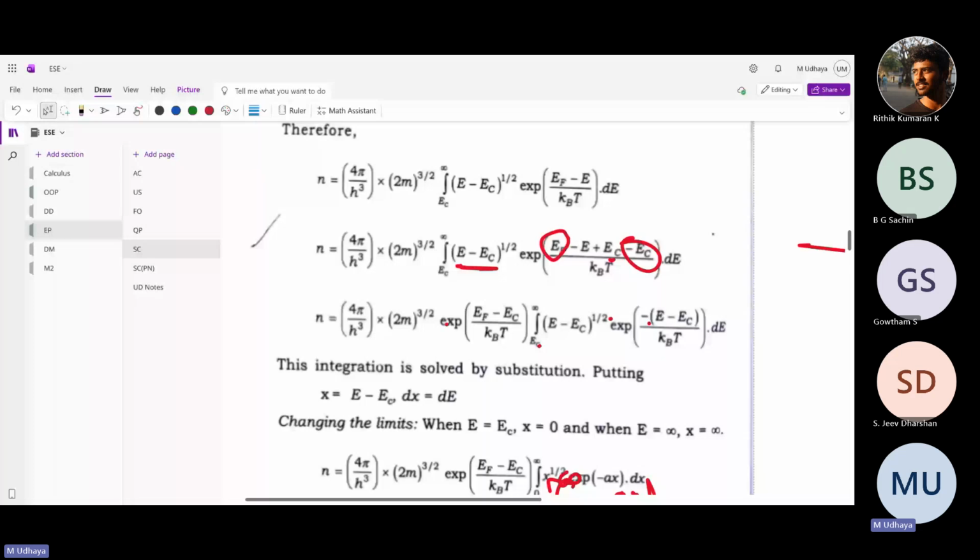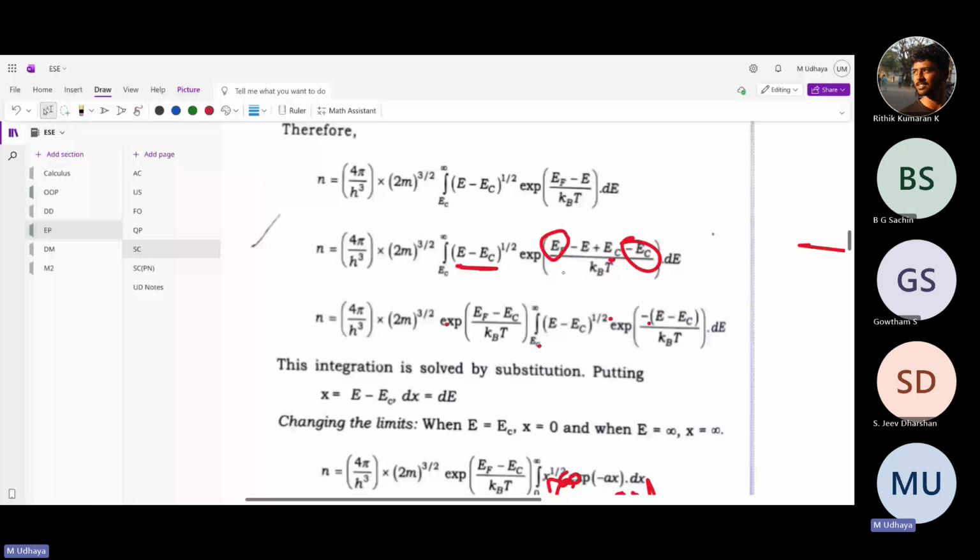Now take out all the constants. In this case, what are all the constants? The first constant is EF. E is not a constant because you are integrating with respect to E. And then one Ec, one minus Ec. I'll obviously keep one Ec because I've taken it intentionally. So I'll take EF minus Ec outside. So what happens here? The initial constant 4 by h cube, 2 power 3 by 2, and e power (EF minus Ec) by kT will come outside.